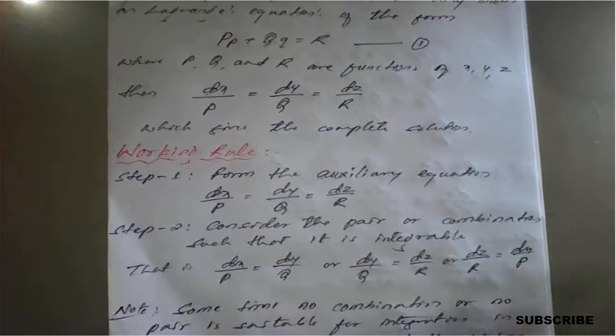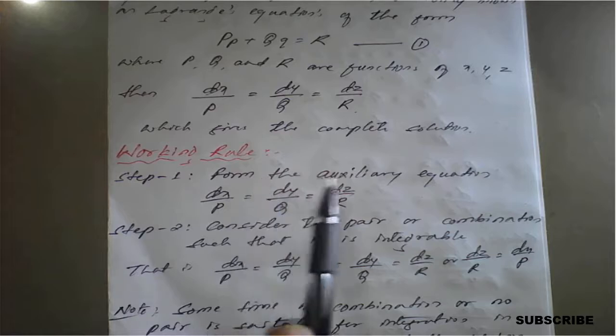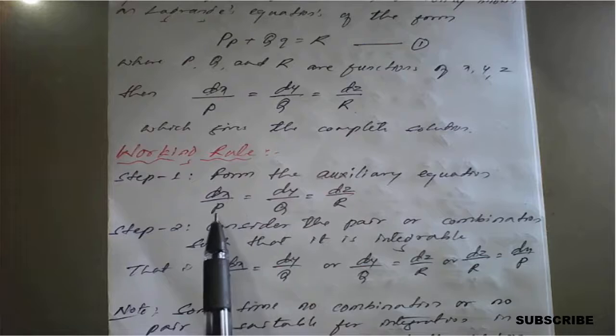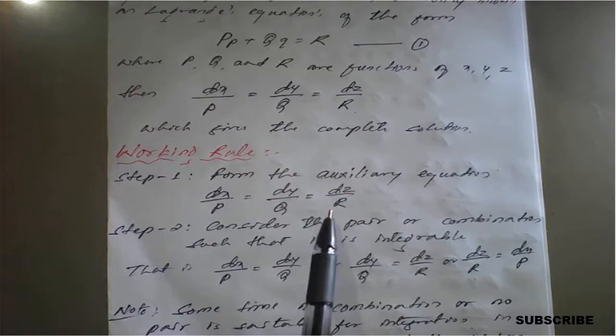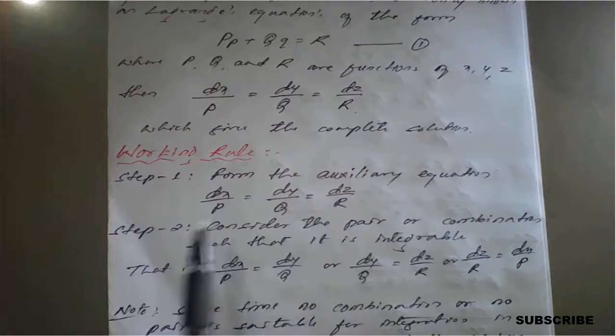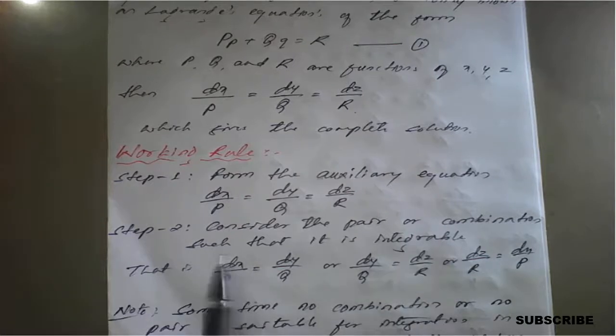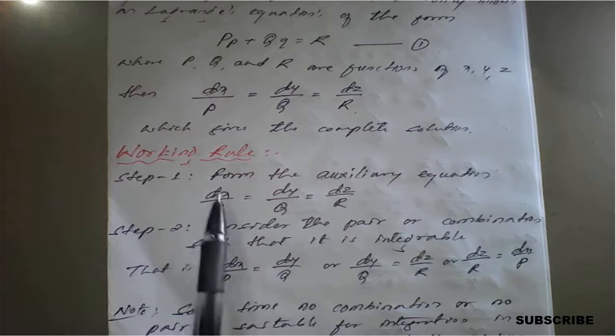So what is the working rule of this Lagrange's linear partial differential equation? First, they will give an equation, then that equation we need to convert in the form of dx upon P, dy upon Q and dz upon R. Once we convert, we need to choose any two pairs. See how I have taken here. Consider a pair or combination that should be integrable, means we have to choose two pairs in such a way that they are easily integrable.